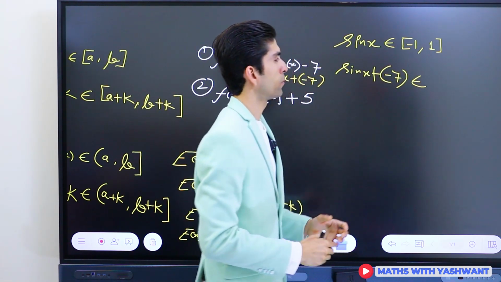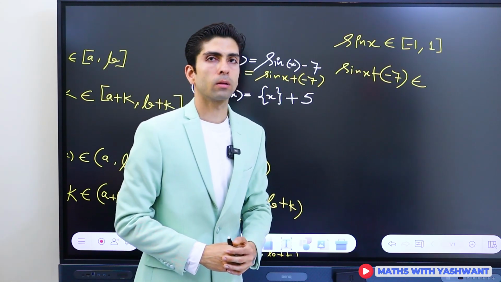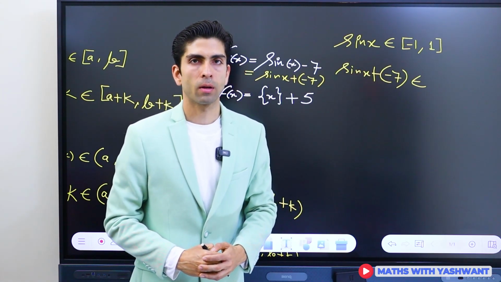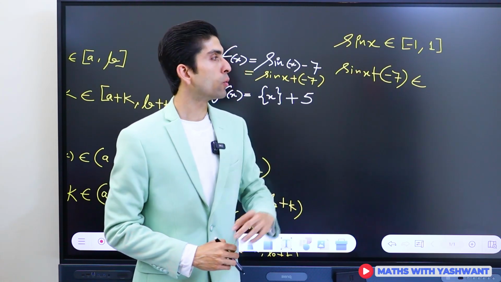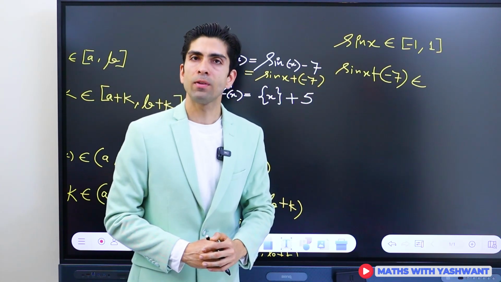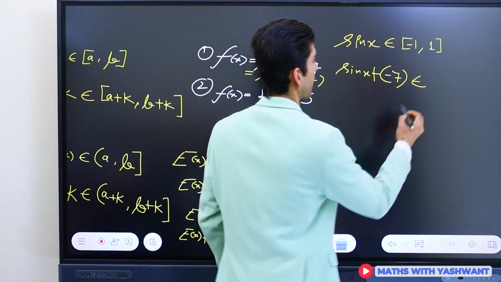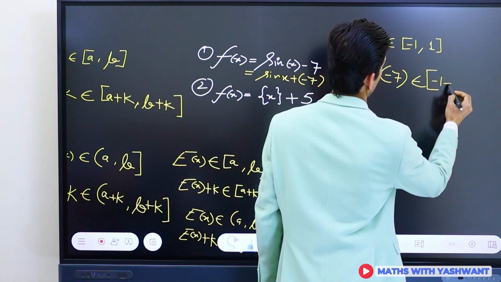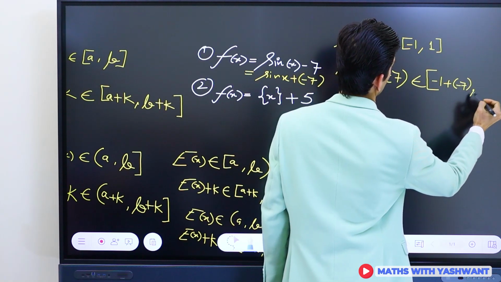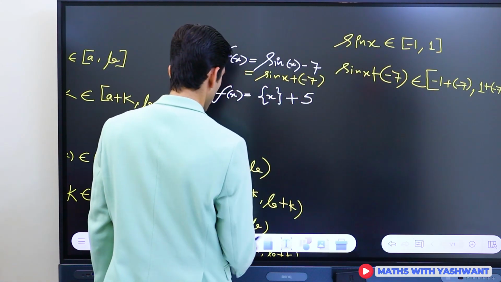So just a few seconds back, I have taught you that if you add some constant to get a new functional expression, then for the range, you will add that constant to the range of the previous function, to the left hand boundary point and to the right hand boundary point. So we add negative 7 to the left hand boundary point and we add negative 7 to the right hand boundary point as well.